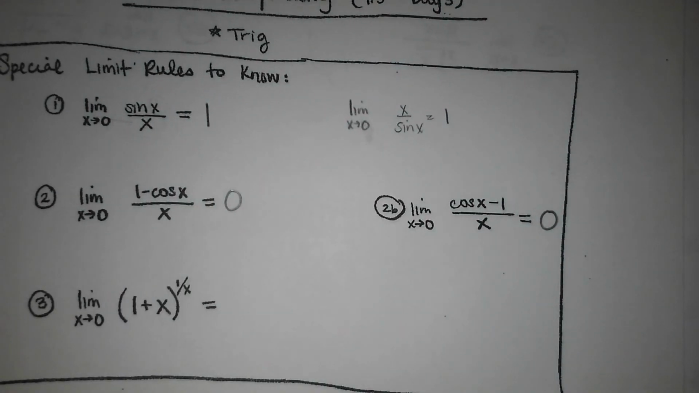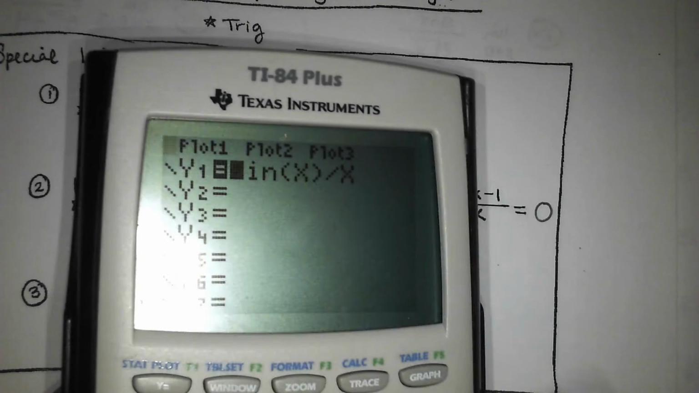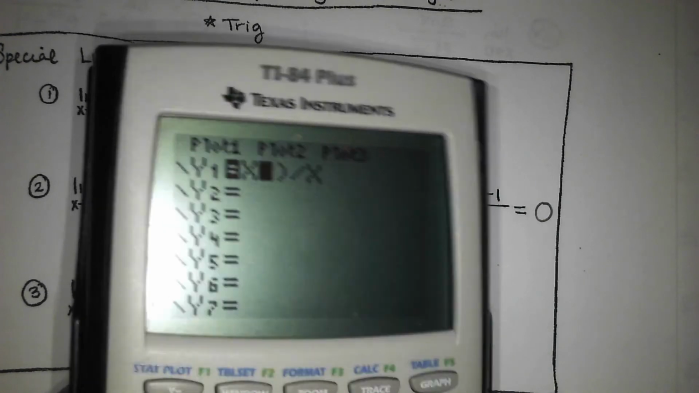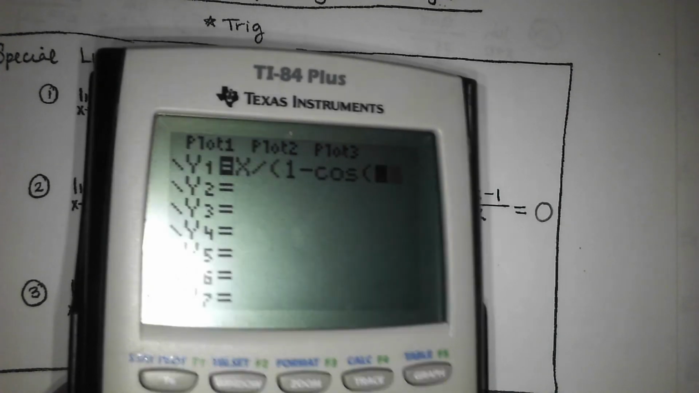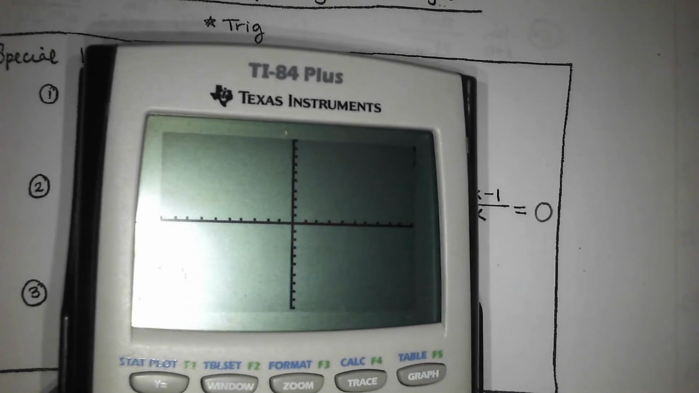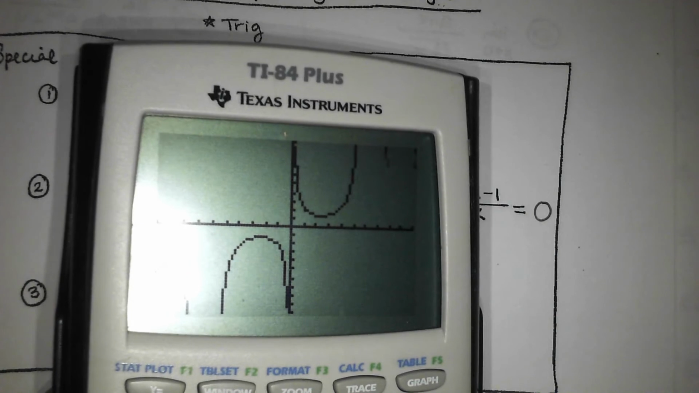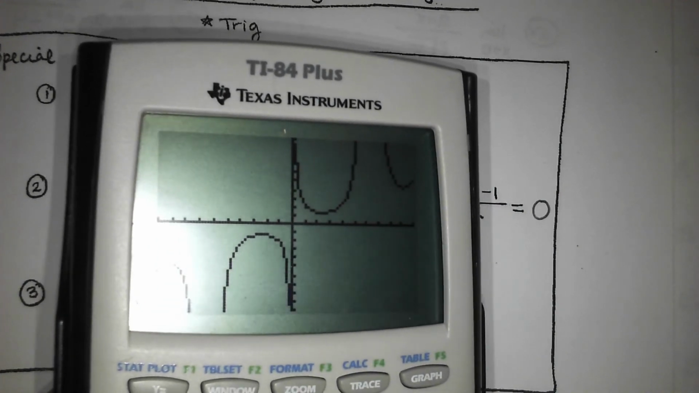So let's check quickly on our calculator and see if the reciprocal version of that cosine one is also 0. So if I, instead of doing 1 minus cosine x over x, do x over 1 minus cosine x, what is the limit of this as it approaches 0? Undefined. So that answers that question.